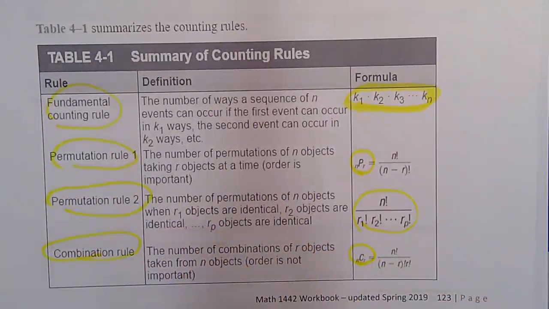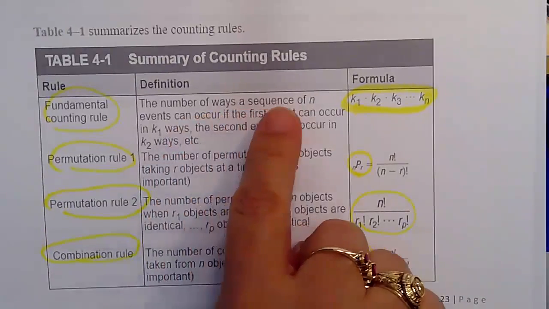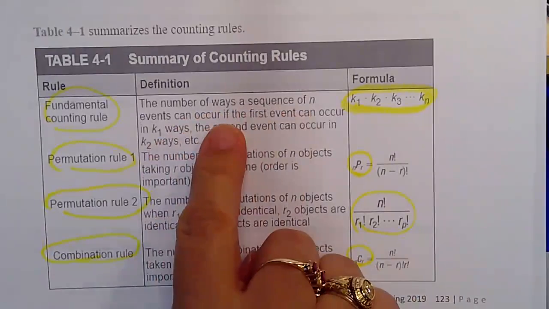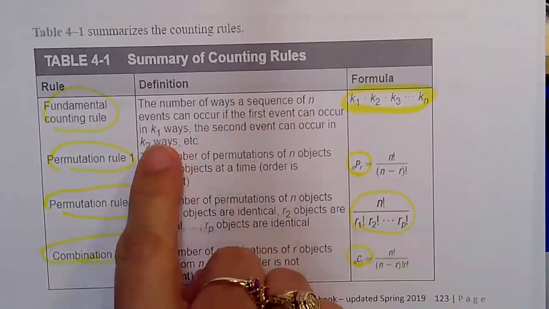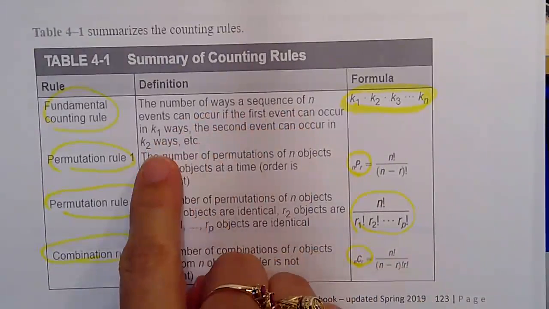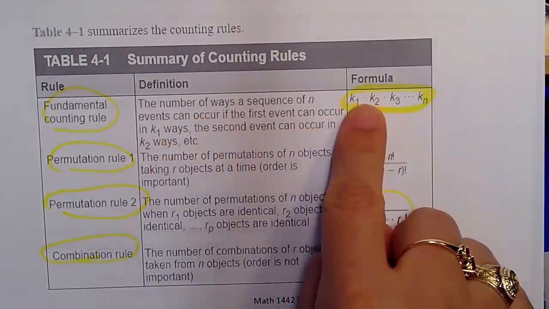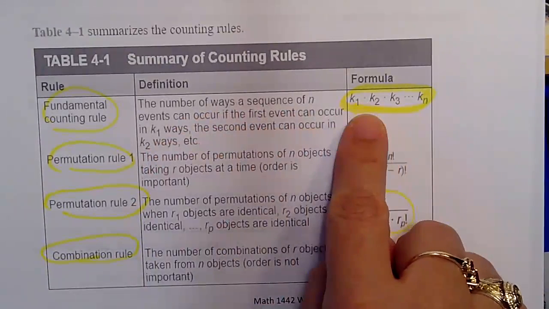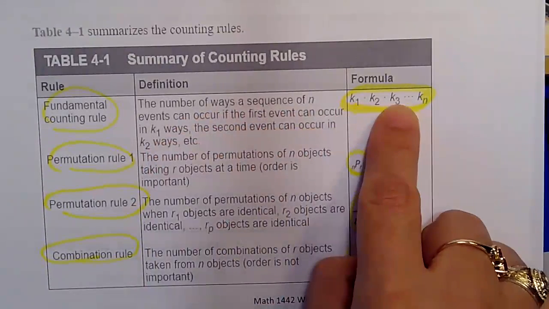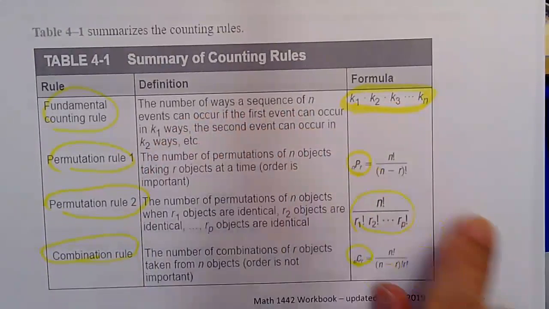All right. We're going to start with the fundamental counting rule. It says that the number of ways a sequence of n events can occur, if the first event can occur in k1 ways, the second event can occur in k2 ways, et cetera, is k1 times k2 times k3, all the way to the last event. So that's the fundamental counting rule.